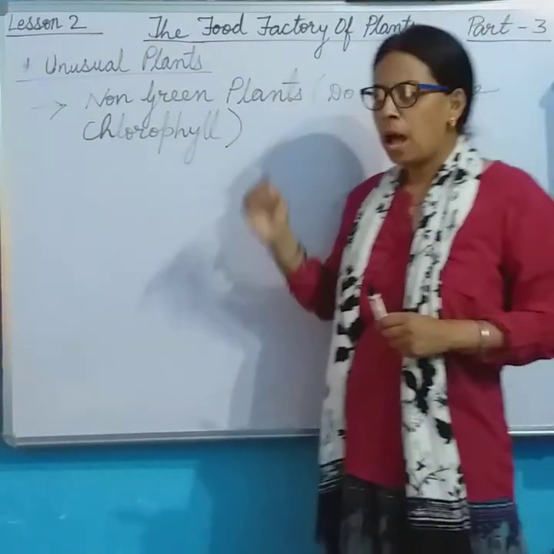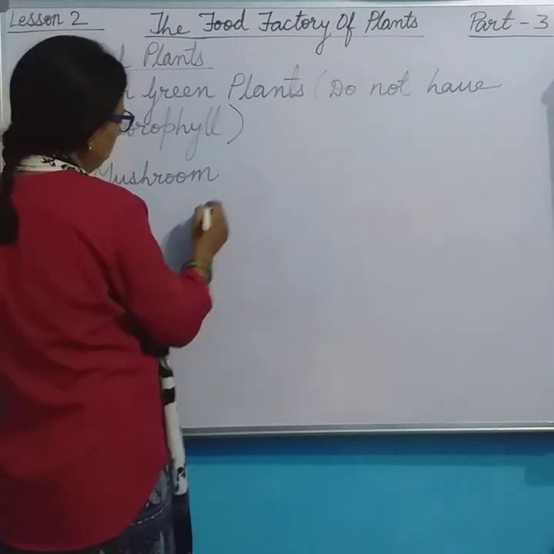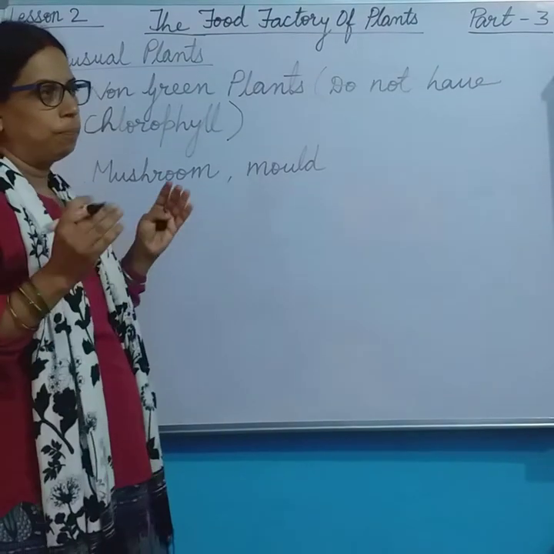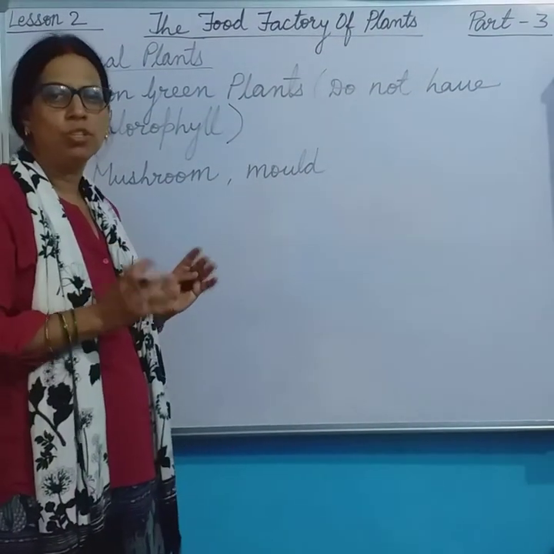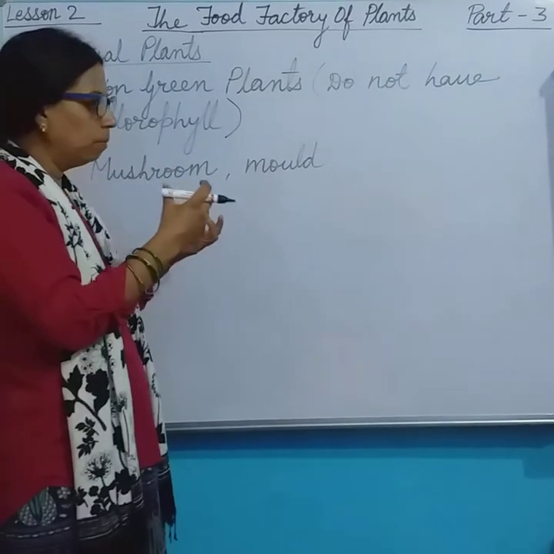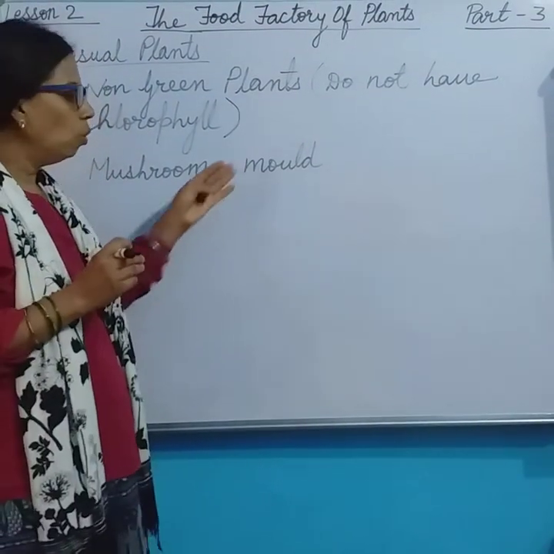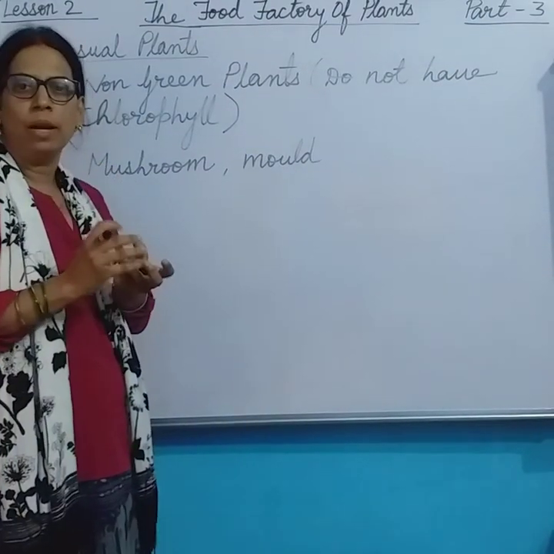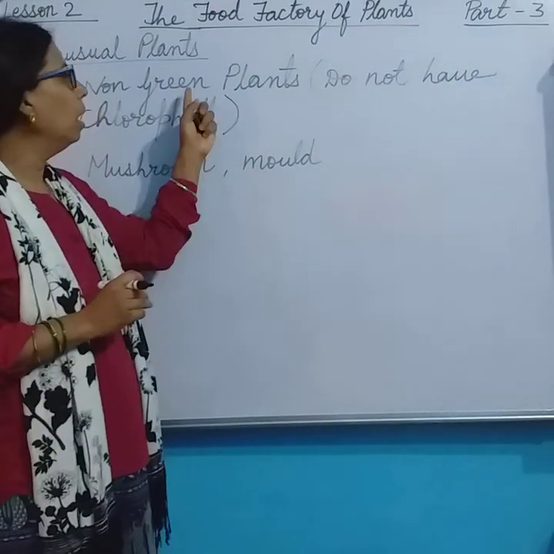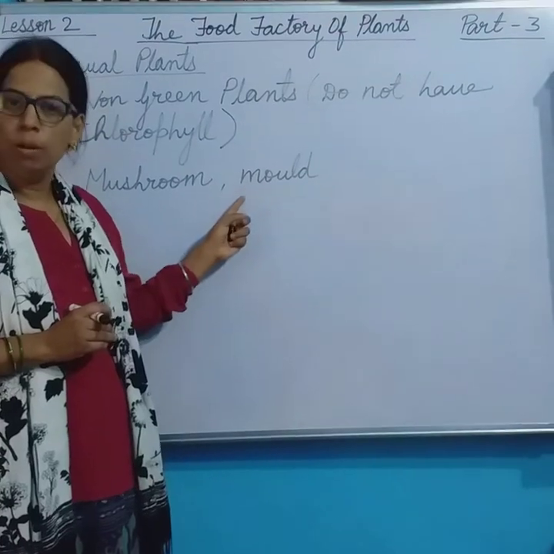So let me tell you, many of you would have seen mushrooms. Mostly in rainy season we find these mushrooms and molds. Now what is this mold? Suppose mother keeps a piece of bread in one corner with moisture or humidity, you will see some greenish and whitish material growing on that bread or chapati, and it becomes spoiled. In Hindi we call it sad jana. So when they decay, those growths are actually a kind of non-green plant, and those green and whitish growths are called mold.